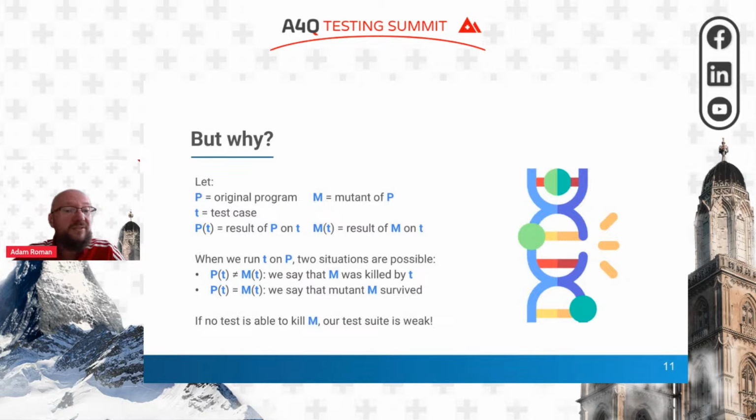But if no test detects it, so for all the tests we have, this result is equal to P of T, then no test detects the problem, right? Because the expected outputs are exactly the same as the real outputs. So if this situation occurs, it means that our test suite is weak, because we have no tests that could detect this potential defect in the code.